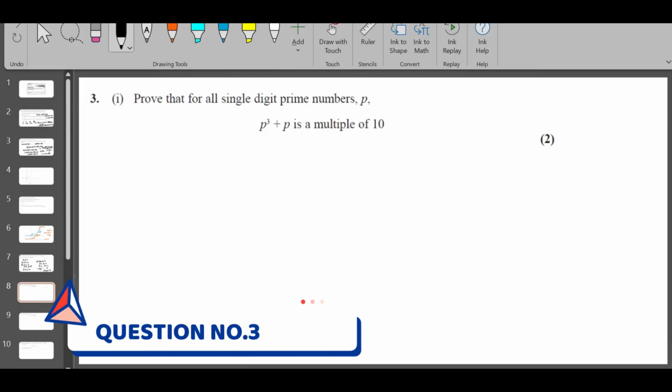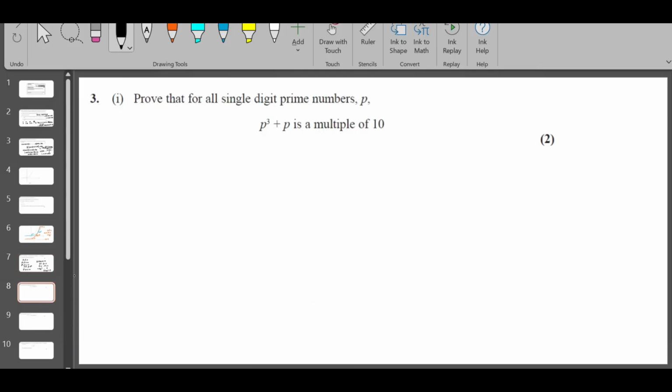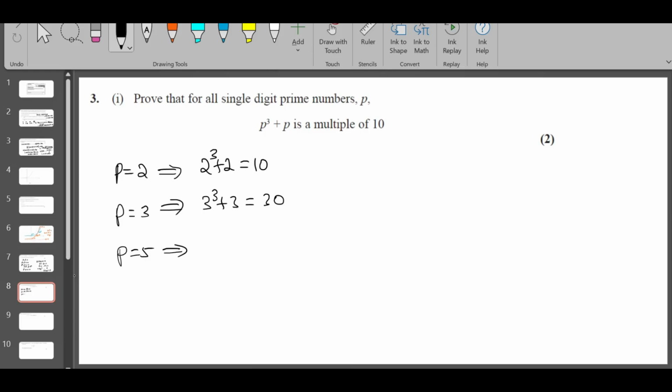Question number 3. Prove that for all single digit prime numbers P, P cube plus P is a multiple of 10. We are going to take all single digit prime numbers. For example, 2. So P cube plus P is 10. For 3, P cube plus P is 27 plus 3, 30. For 5, P cube plus P is 125 plus 5, 130.